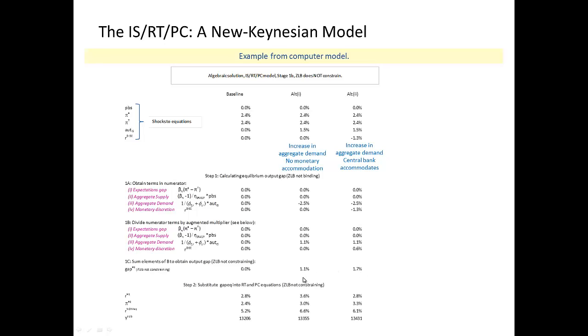Now, this ought to make sense to you because in this first scenario, yes, aggregate demand increased, but the central bank stayed on its Taylor rule, and we're going to find in a second that the central bank raised interest rates in alternative 1 when we compare this to the baseline.